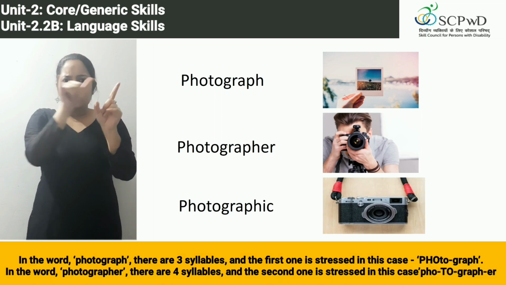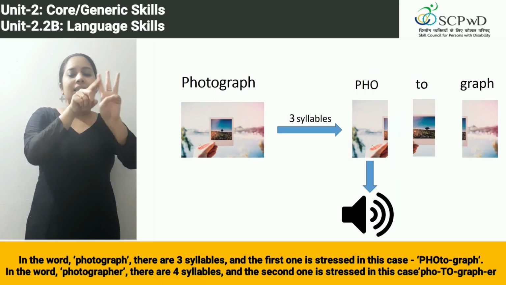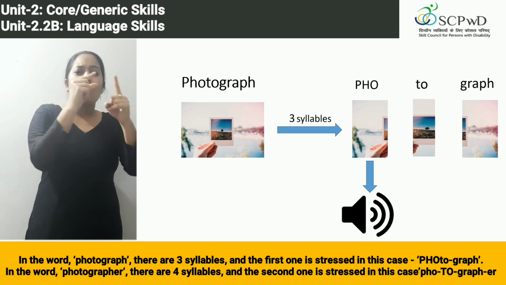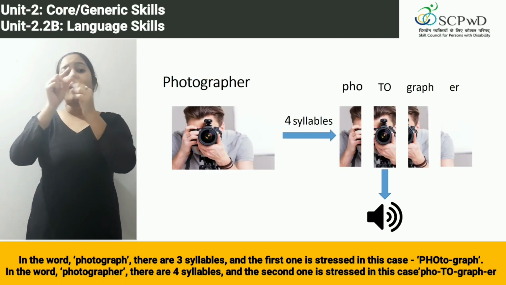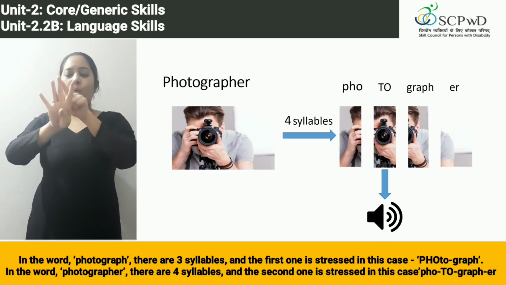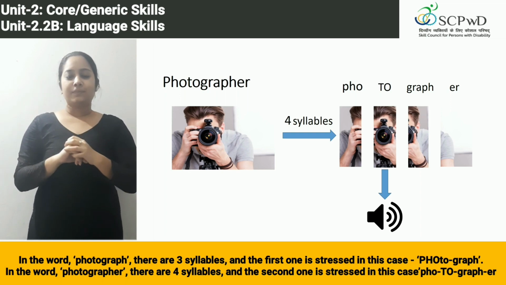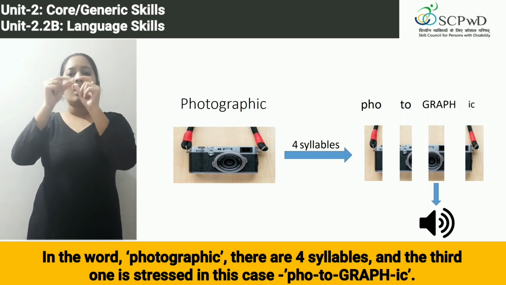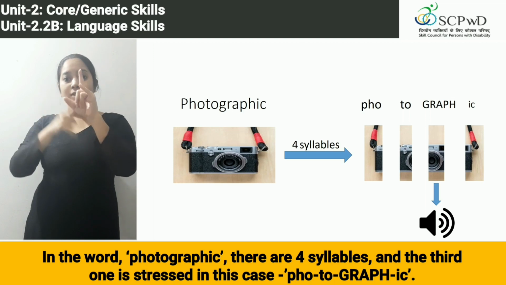In the word photograph, there are 3 syllables, and the first one is stressed in this case. Photograph. In the word photographer, there are 4 syllables, and the second one is stressed in this case. Photographer. In the word photographic, there are 4 syllables, and the third one is stressed in this case.